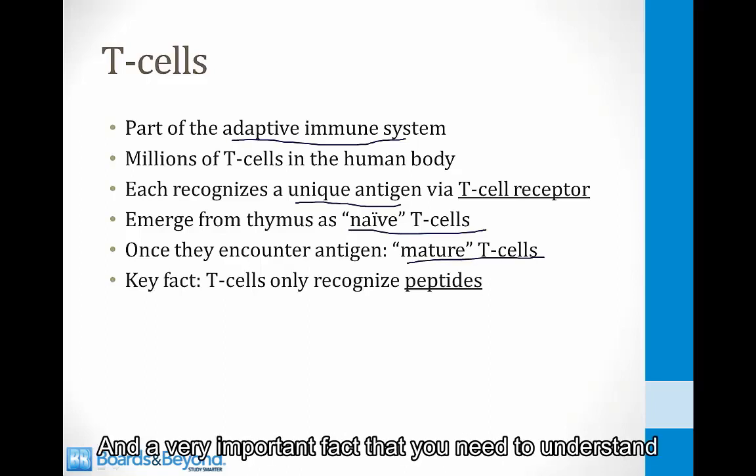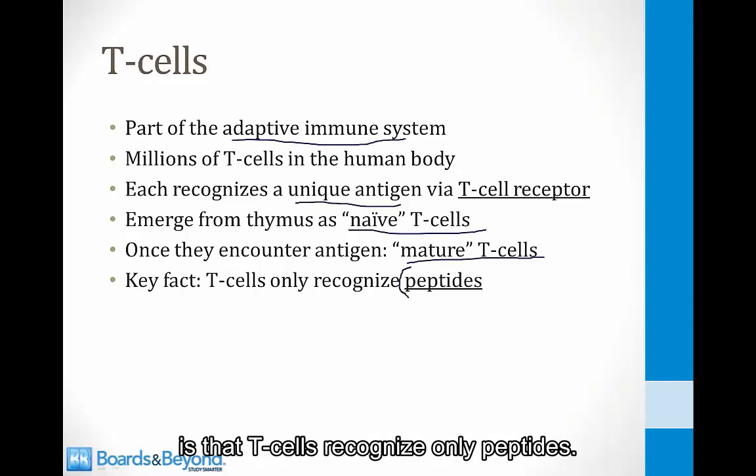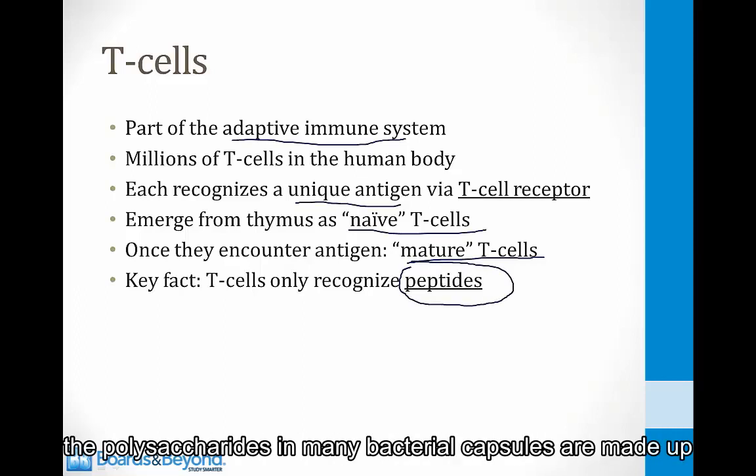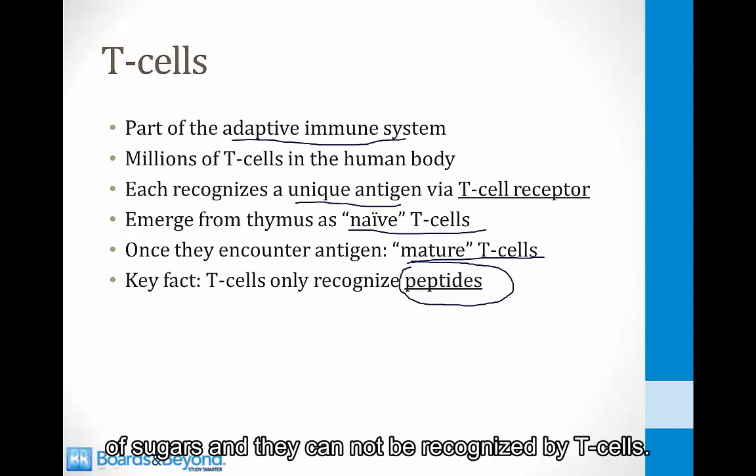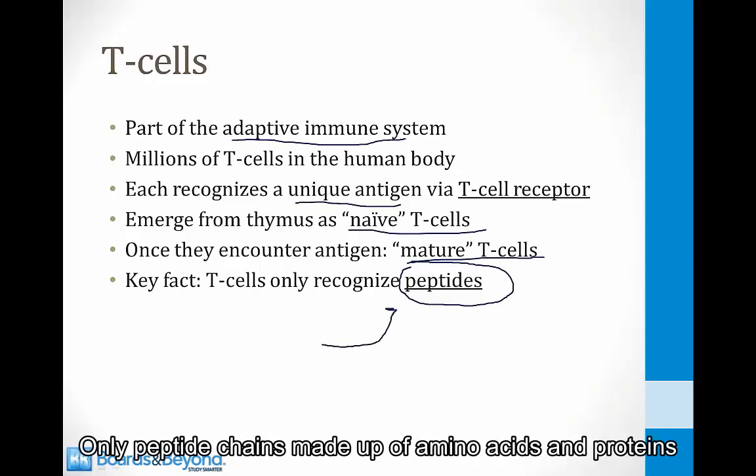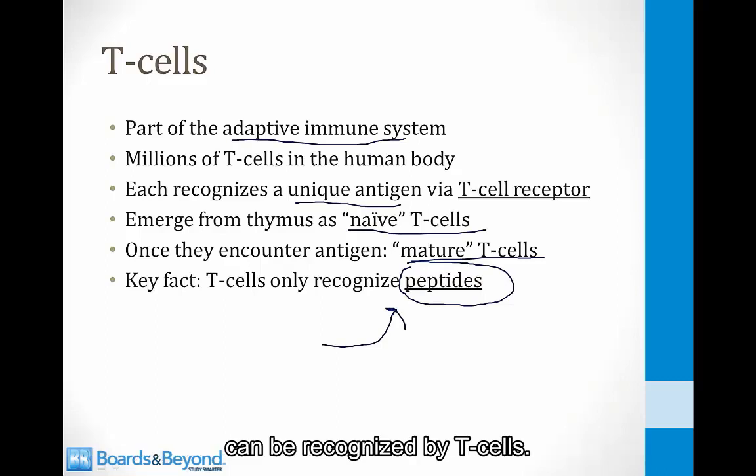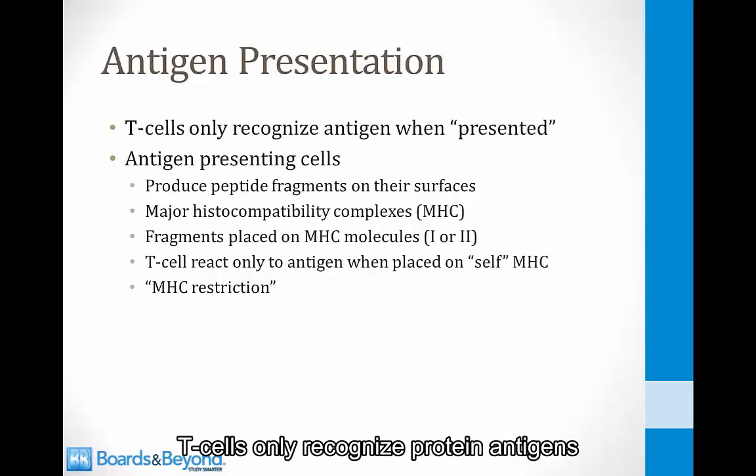And a very important fact that you need to understand is that T cells recognize only peptides. So for example, the polysaccharides in many bacterial capsules are made up of sugars and they cannot be recognized by T cells. Only peptide chains made up of amino acids and proteins can be recognized by T cells. T cells only recognize protein antigens when they are presented.